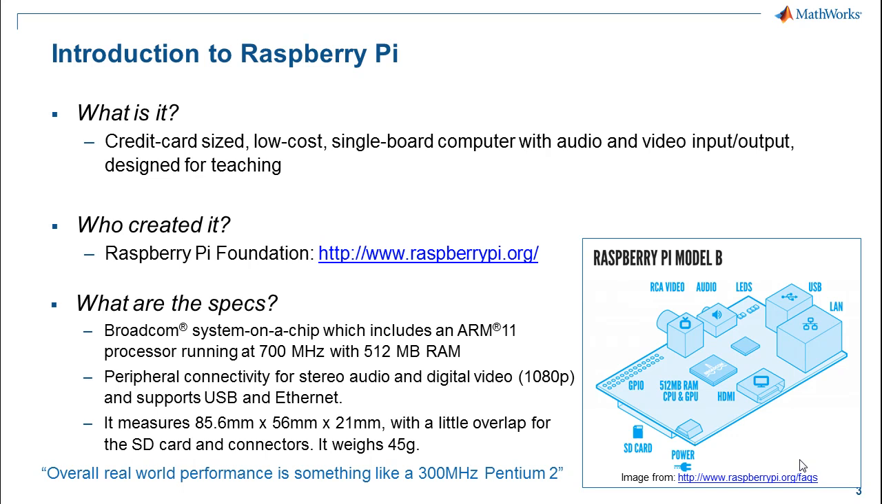The specs: it's got a Broadcom system on a chip, which includes an ARM11 processor running at 700 MHz and 512 megabytes of RAM. It has a peripheral connectivity for stereo audio and digital video up to 1080p, and supports USB and Ethernet, and it's fairly small, 86 millimeters by 56 by 21, and weighs about 45 grams. The overall real-world performance is something like a 300 megahertz Pentium 2.